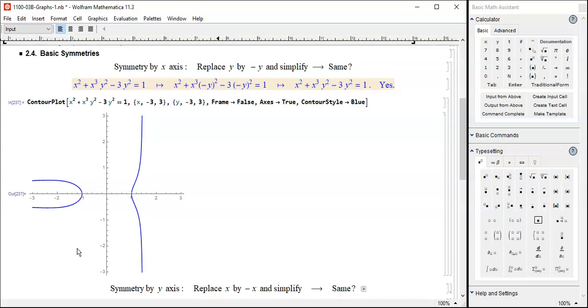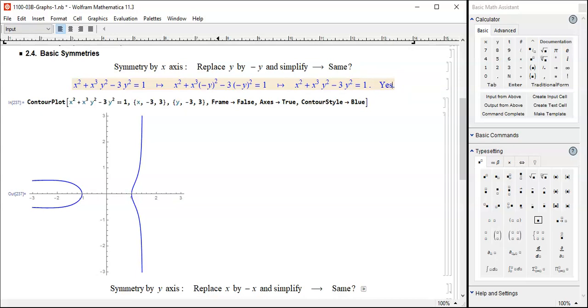And please check. Replace y by negative y and simplify. Replace y by negative y, so we have negative y squared, and then another negative y squared. And simplify. Negative y squared is the same as just y squared. So we get the original equation back. So we get the same thing.